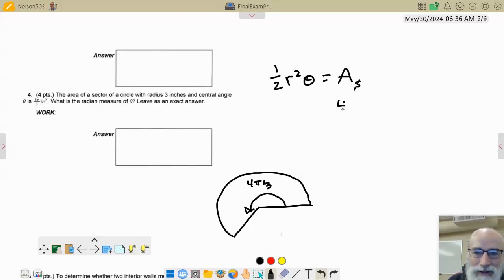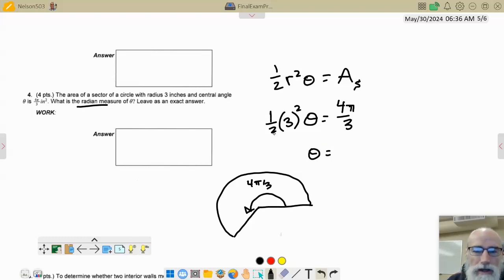This is just like the other one. They told us 4 pi thirds is the area of the sector. I forgot about this one. And so we go 1/2, let's see, the radius is 3. And they want to know this time the angle. And it does say in radian measure, right? So that's kind of what I was saying.